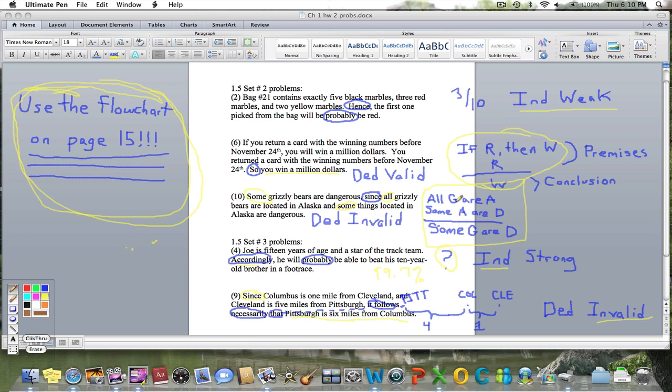To use some of the content, maybe all grizzly bears are in Alaska. Okay, that could be true. And it could be that some things in Alaska are dangerous. Maybe the polar bears. And yet, we could have the conclusion false, those two things together. Now, our own information might tell us that some grizzly bears are dangerous, but that's just ignoring the argument. Do the premises tell us the conclusion's got to be true? No, that's why it's invalid.